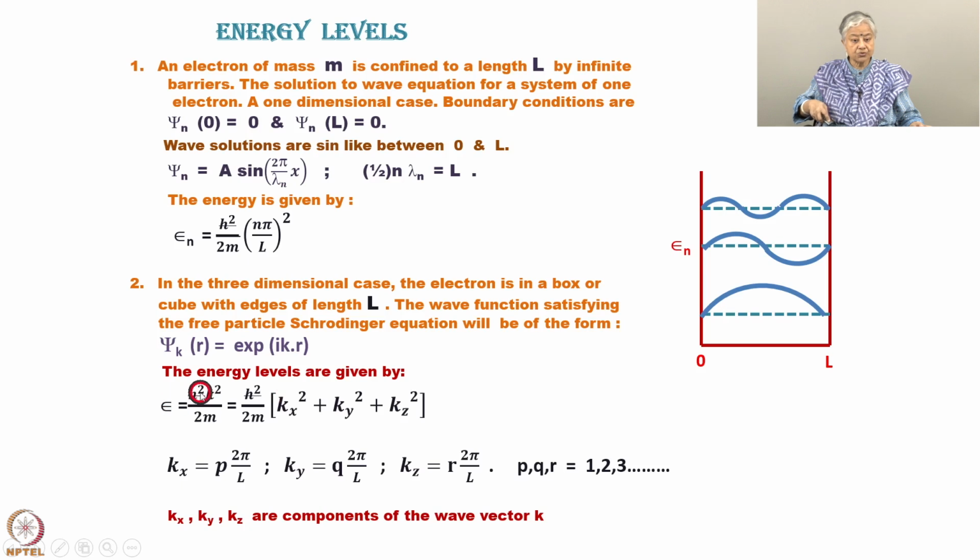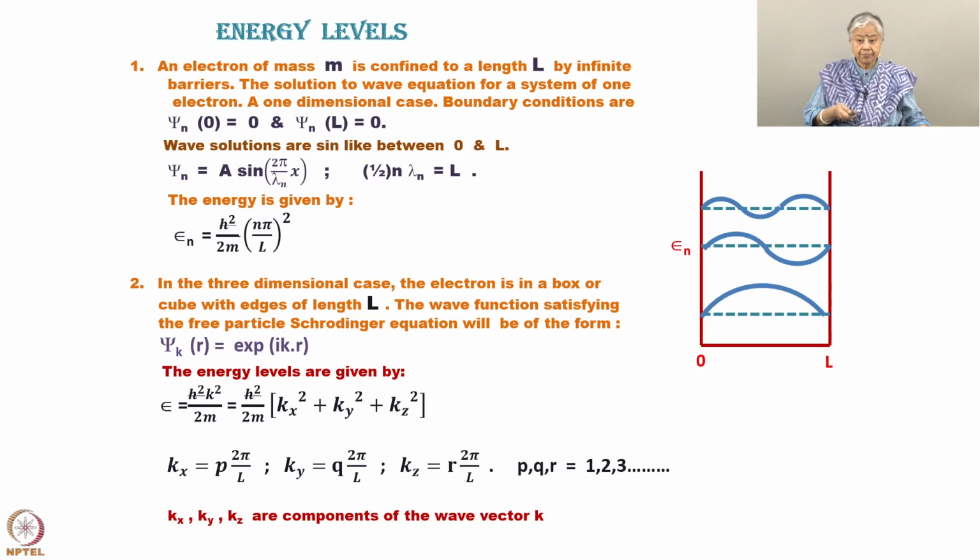H cross is anyway the reduced Planck's constant, and m is the mass of the electron. So, you know all the energy levels, and that is what we are looking for. Once you know the energy levels, you know how the electrons will occupy these energy levels, and then the transition from those levels will give you the photon that you are looking for, or the lasing action that you are looking for. So that is the aim of finding the different energy levels.